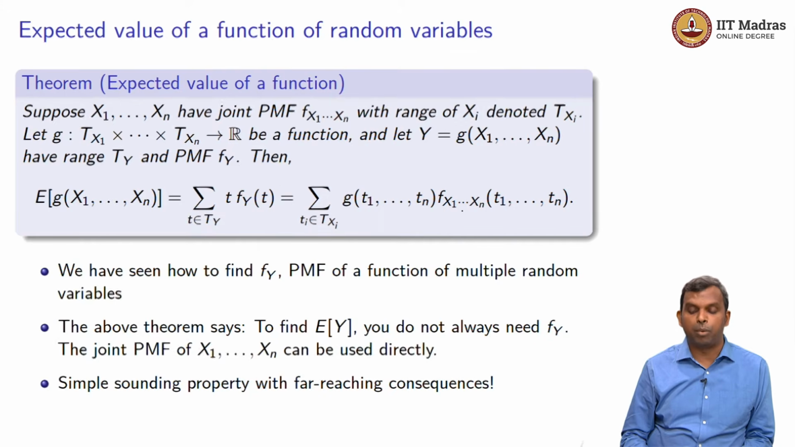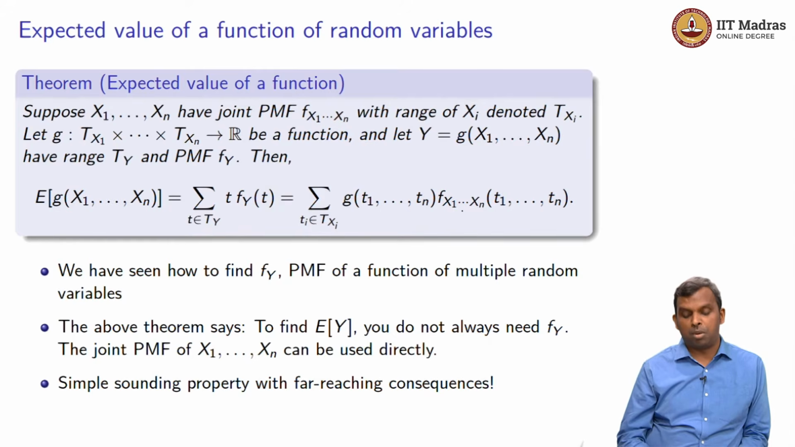This is a very, very important property that this theorem is pointing out. Okay, so you don't need fy. You could find fy and find the distribution. It's not wrong, but you don't need it. The joint PMF is good enough. Okay, so it's a very simple property.